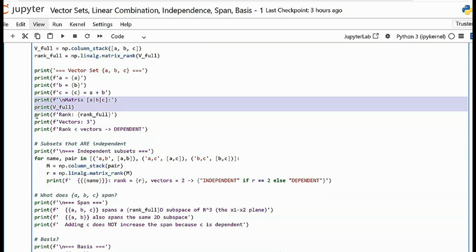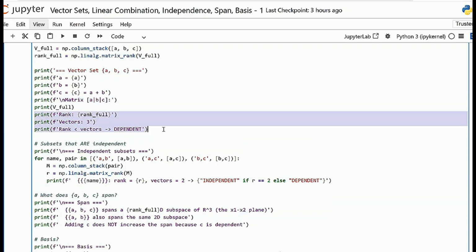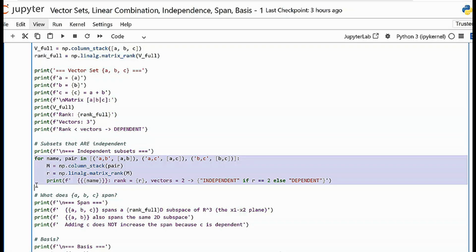We are going to have the vectors, the rank, and the number of vectors, and check whether the rank is lesser or higher. In such a case, we conclude whether the set is linearly dependent or not. Now let me introduce testing on smaller subsets. Observe, we build the subsets by looping through all pairs of vectors. So here we have two things, M and R.